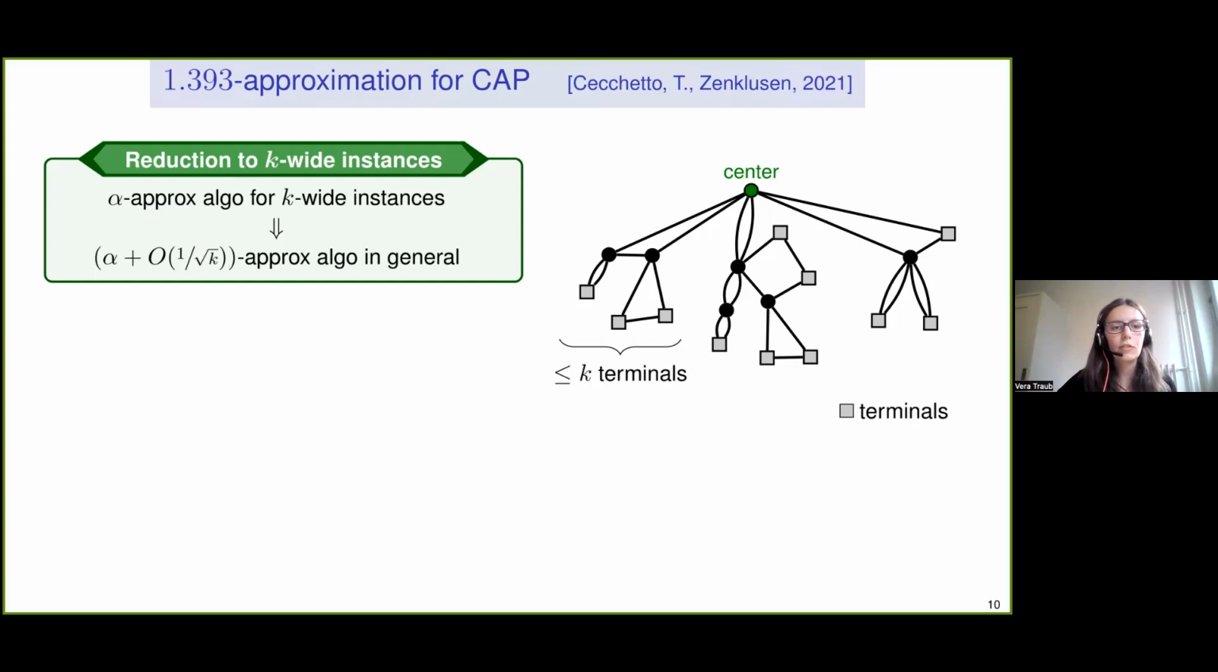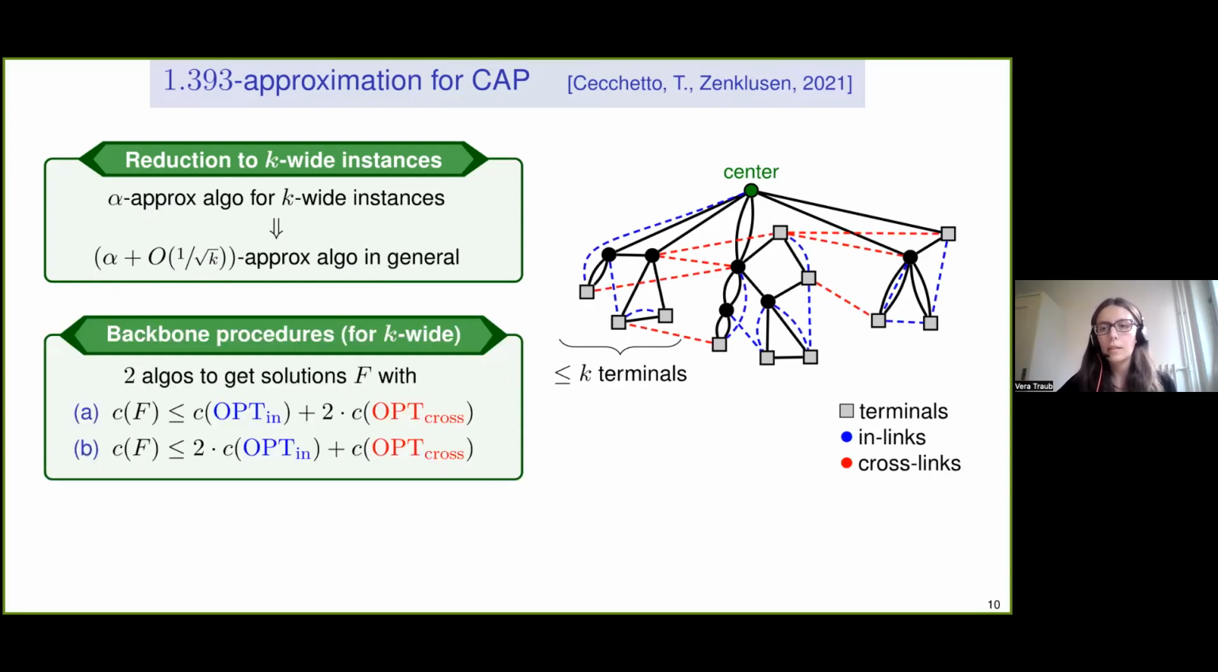And what this first reduction says is that if we have an alpha approximation algorithm for k-wide instances, then for the general problem I get an approximation algorithm with approximation guarantee alpha plus something on the order of 1 over square root of k. So this means if I choose k to be a large enough constant, then at the cost of losing some arbitrarily small epsilon, I also approximate the general problem. So this allows us to focus on k-wide instances for constant k. That's the first main ingredient of the algorithm.